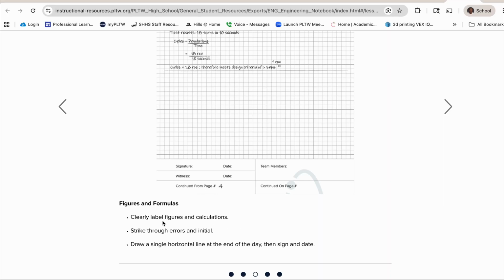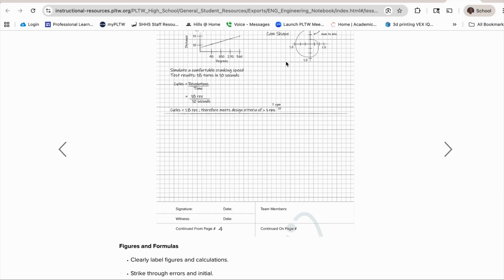Clearly label figures and calculations. If you make an error, you simply put one line through the error like this and your initials, and then write what the correct answer or correct information is. You don't mark out the page. It's just simply one little line, initial, write the correct information, keep going.